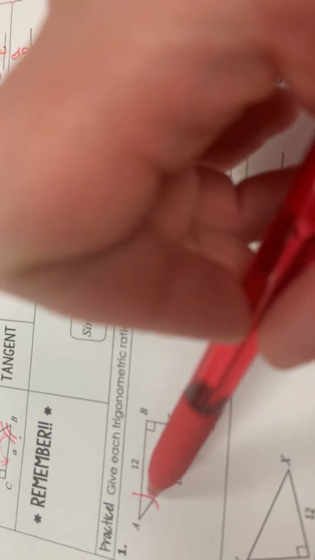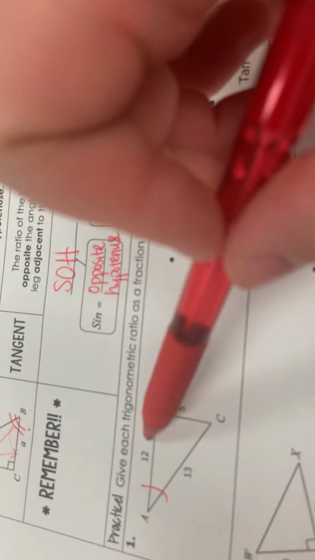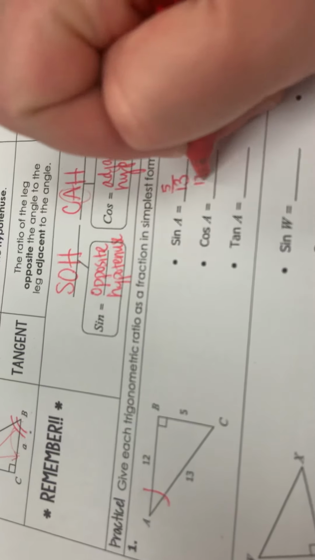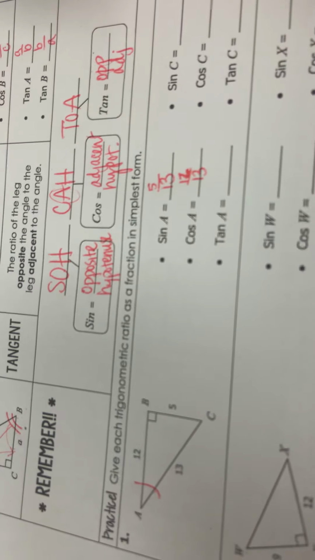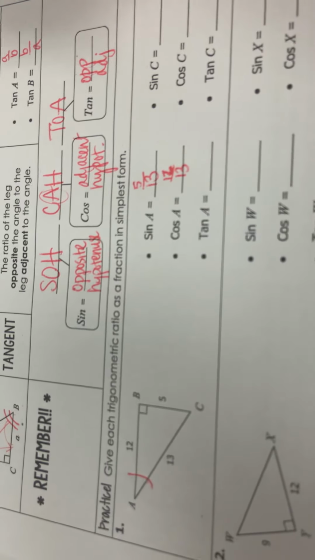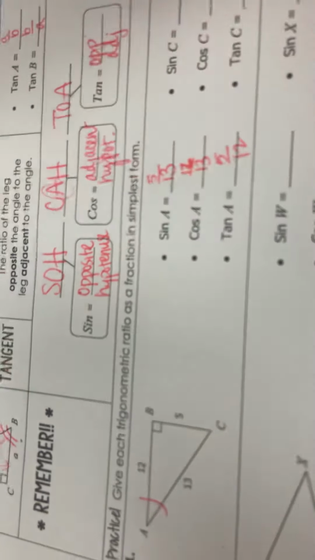Cosine of A would be adjacent over hypotenuse. So adjacent would be 12, hypotenuse is 13. 12 over 13. Tangent is opposite over adjacent, so opposite is 5 over adjacent is 12. Now, people are going to ask, how do you know that adjacent is 12 and not 13 to A? 13 is the hypotenuse. So when they're talking about adjacent, they're talking about legs. Okay. Now C. Let's look at C.